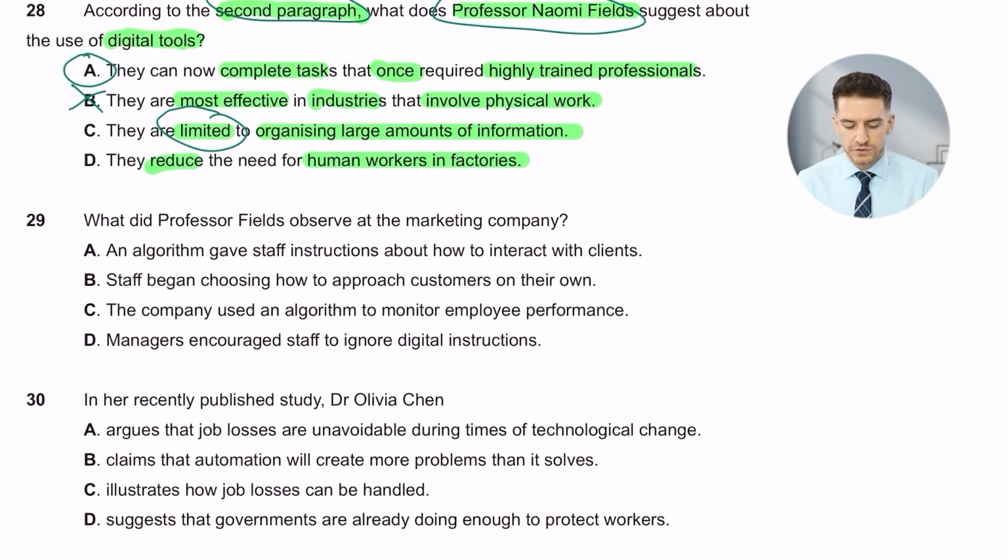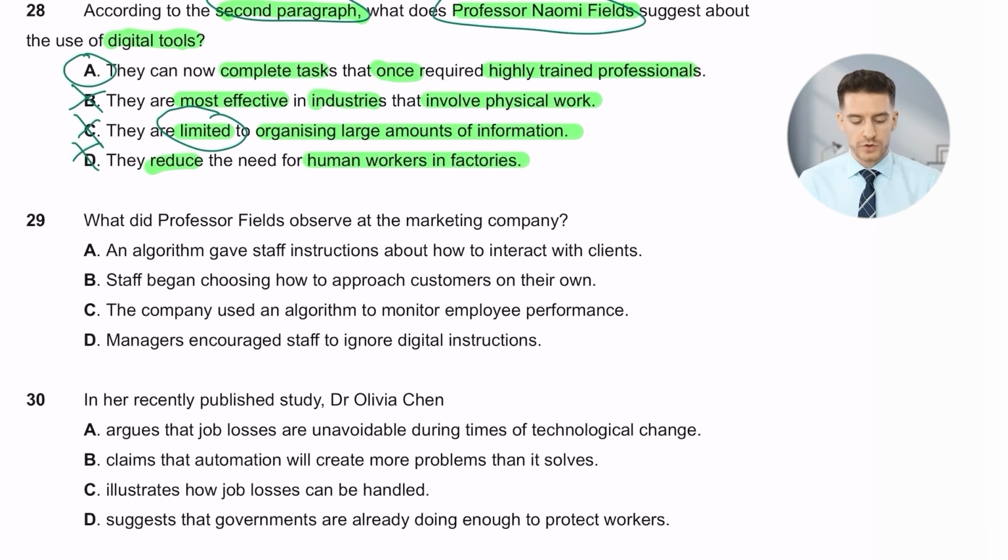C, they are limited to organizing large amounts of information. Well, no, that's not true. It does not say they can only organize large amounts of information. D, they reduce the need for human workers in factories. Well, no, it doesn't say anything about that. So we can cross out that last option D. So the answer there must be A.